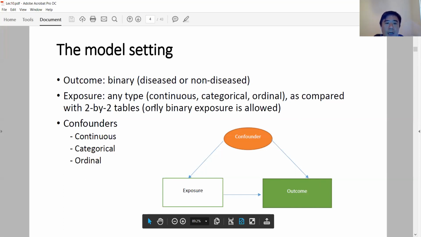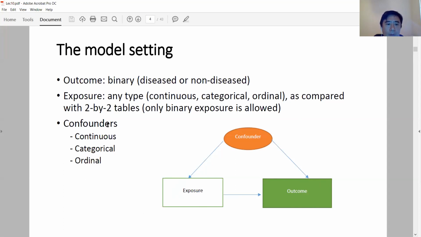Exposure can be any type: continuous, categorical, ordinal, or a count variable, but the interpretation of the results will be different based on the type of the exposure variable. And confounders can be continuous, categorical, ordinal, or any type of variable you may see here.